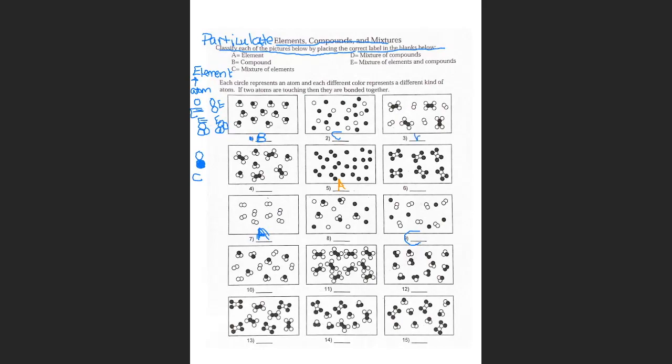So what I do sometimes when it's hard to see, when it's hard to really tell, I will write the letter above it. Like if I think it's the element and I think it's a compound, I'll write element, compound, so I can see. Okay. So is number 3 E? Is that an E? It looks like it could be an F. I think it's an E, right?